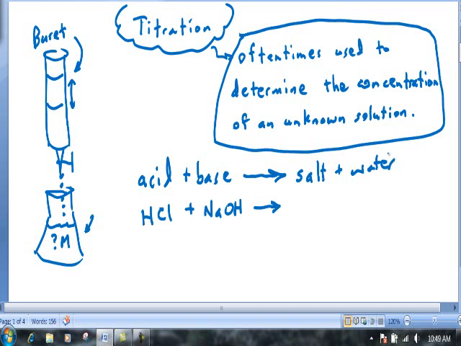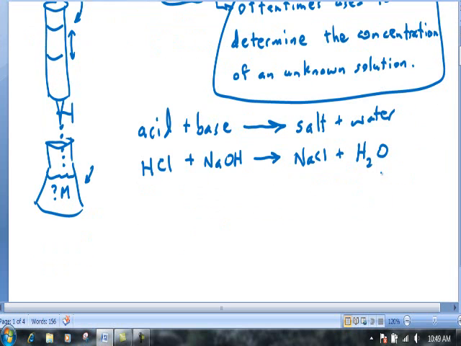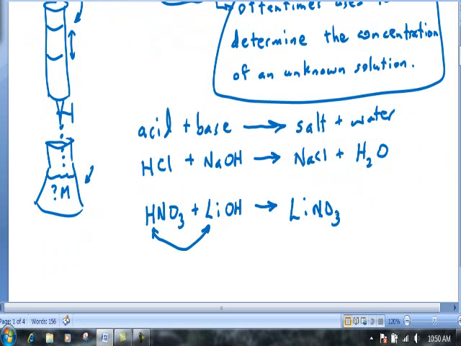For example, hydrochloric acid and sodium hydroxide, it's a double replacement. The positive ions will trade places, and we end up forming our salt, sodium chloride, and HOH, which is the same as H2O, would be our water that we form in the reaction. Or another example, nitric acid and lithium hydroxide. Again, we'll trade places with the positive ions. We generate our salt, which in this case is lithium nitrate, and our other product will be water.